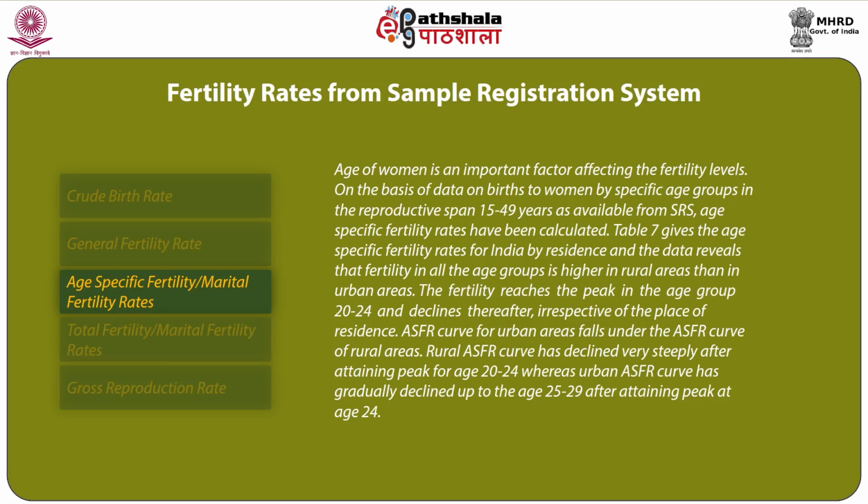The age-specific fertility rate curve for urban areas falls under the age-specific fertility curve of rural areas. Also, the rural age-specific fertility curve declines very steeply after attaining its peak at age 20 to 24 years, whereas the age-specific fertility curve of urban areas declines gradually up to the age of 25 to 29 years after attaining its peak at the age of 24 years of a woman.